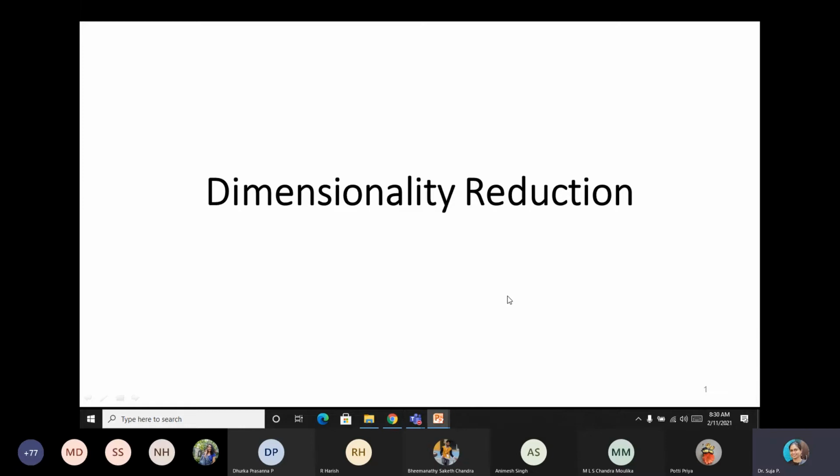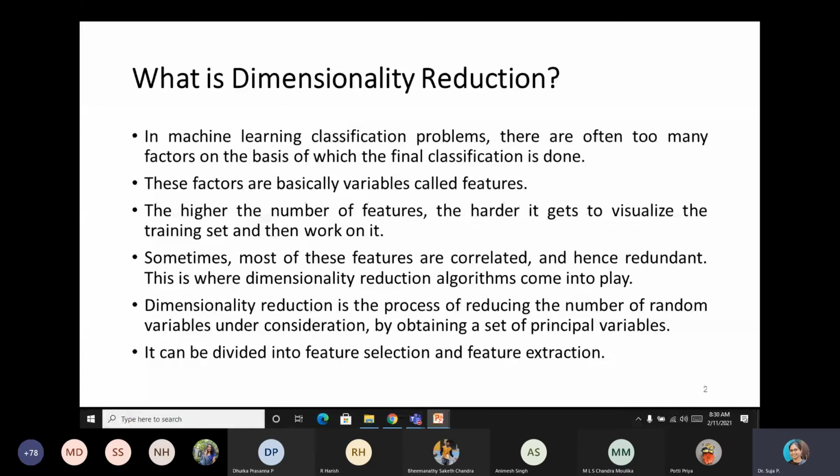So this topic is basically a pre-processing technique prior to classification. As the name suggests, dimensionality reduction means it reduces the number of features that are used for classification purposes. When you say dimension, it actually represents the number of features.